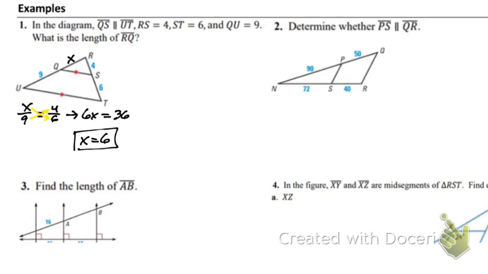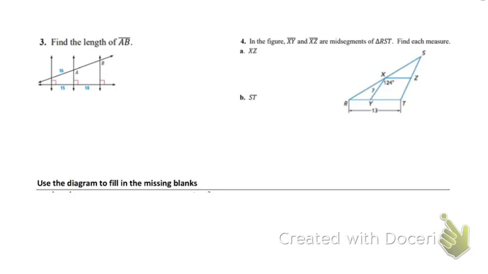All right, then I want to go over number 4 with you guys. Because 4 is an old theorem. This is old stuff, but it deals with triangles. So it says in the figure, xy and xz are mid-segments of triangle RST. Find the measure. What it means by mid-segments.